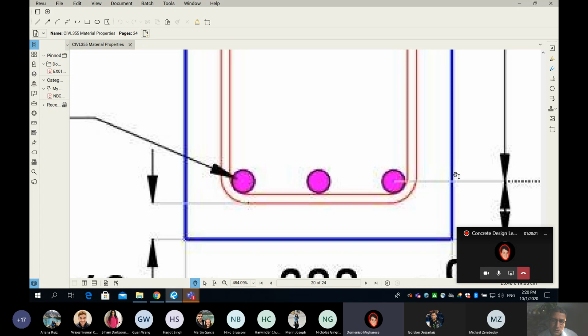Yes. Well, I'm going to assume right in the middle of the middle one. Yes, it is. Thank you, sir. Domenico, a couple of marks for you. So yes, true. I'm going to mark the centroid. So the centroid is here. This is the centroid of the group of the rebar.